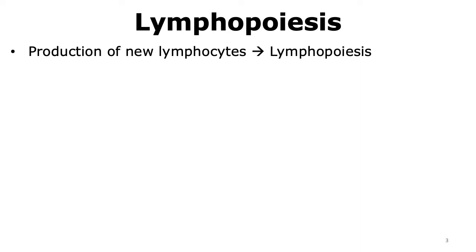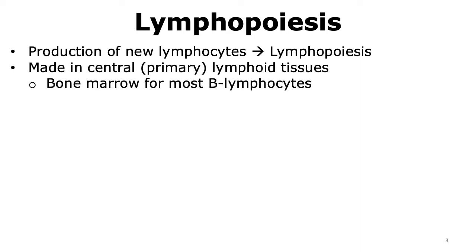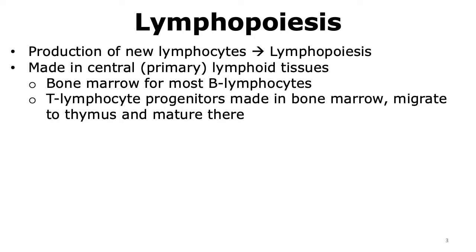Lymphopoiesis is the production of new lymphocytes, and lymphopoiesis normally occurs in the central lymphoid tissues, which are also called the primary lymphoid tissues. These include the bone marrow and the thymus. Now, in the bone marrow, when we look at the types of lymphocytes that are made, B lymphocytes go through the process of lymphopoiesis to a much later stage than the T lymphocytes. The T lymphocyte progenitors are made in the bone marrow, however, they migrate to the thymus and undergo maturation there.